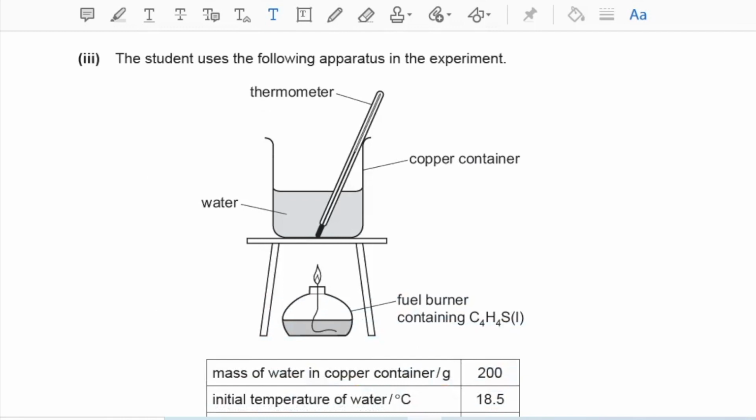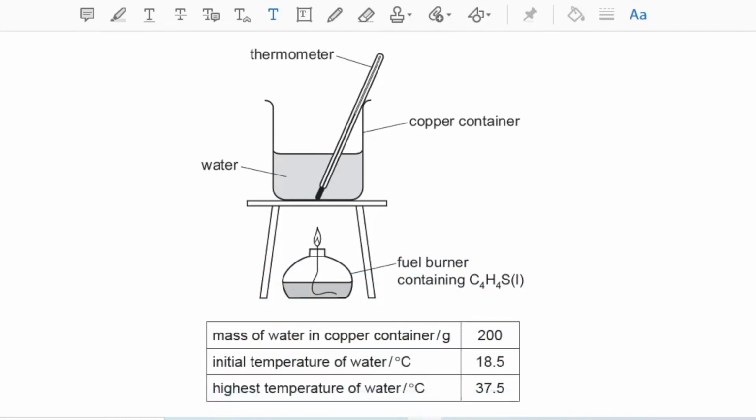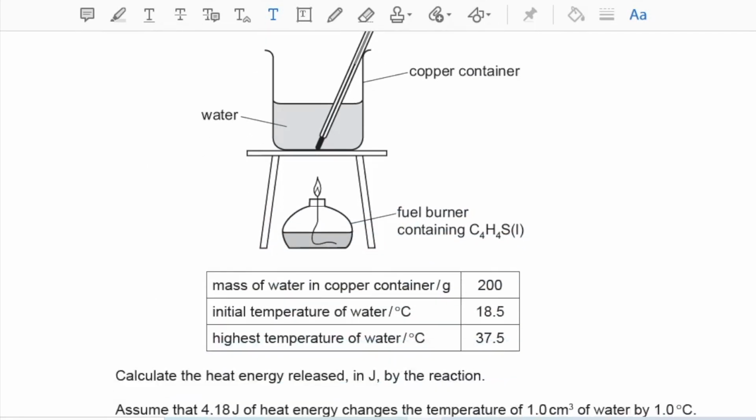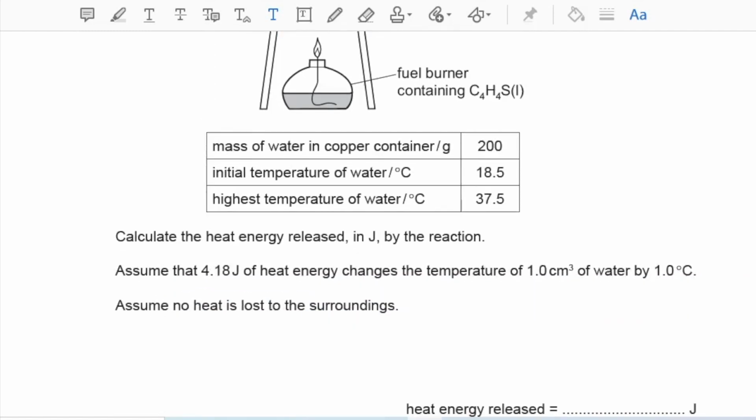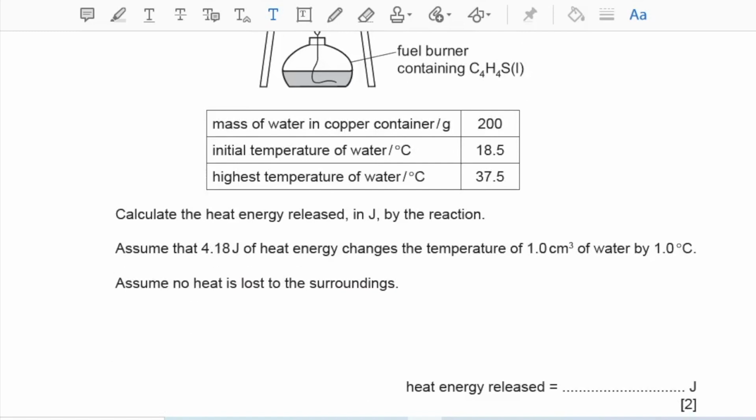Part 3, the student uses the following apparatus in the experiment. Mass of water in copper container is 200 grams. Initial temperature is 18.5 degrees Celsius. Highest temperature of water is 37.5 degrees Celsius. Calculate the heat energy released in joules by the reaction. Assume that 4.18 joules of heat energy changes the temperature of 1 centimeter cube of water by 1 degree Celsius. Assume no heat is lost to the surroundings.